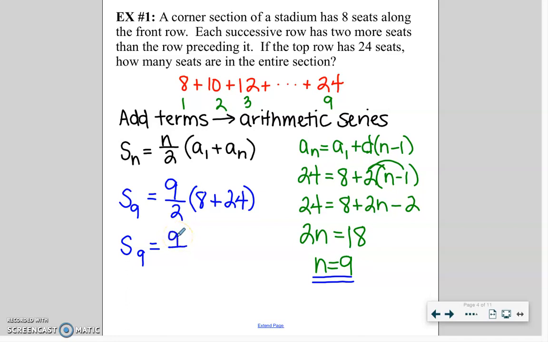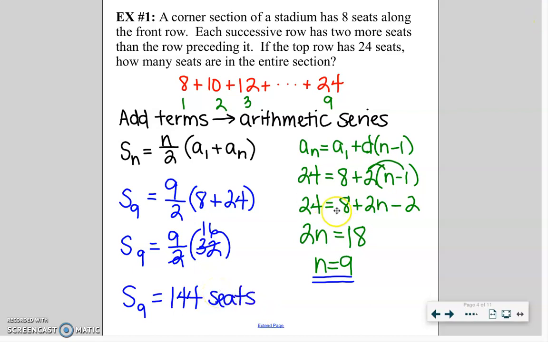So 9 over 2, I'm going to leave it for the moment. 8 plus 24 is 32. And then I need to do 9 over 2 times 32. I don't have a calculator in front of me, so I'm going to say 2 and 32 can both divide by 2, and that would give you 16. So I really just need to do 9 times 16, which would be 144. So there are 144 seats in this auditorium.